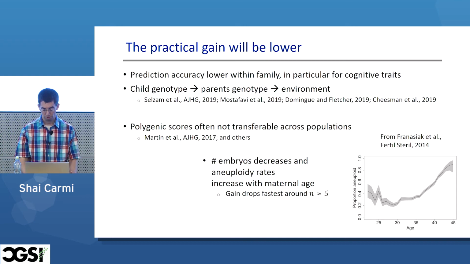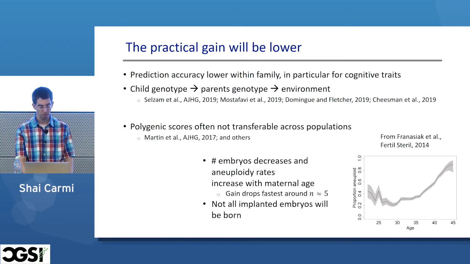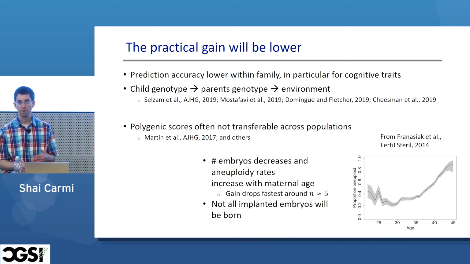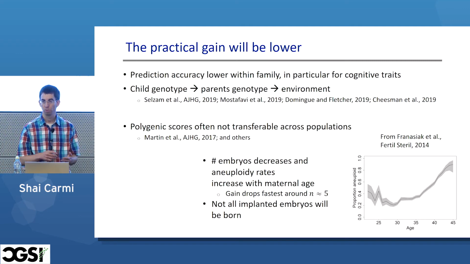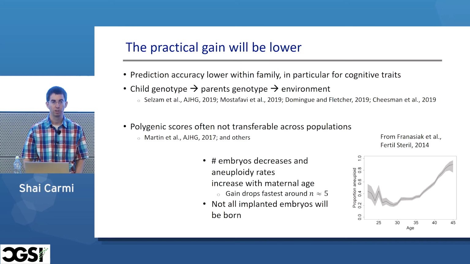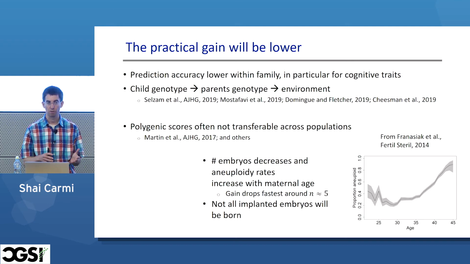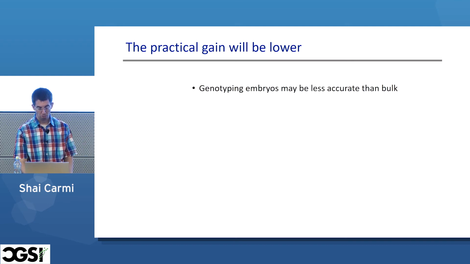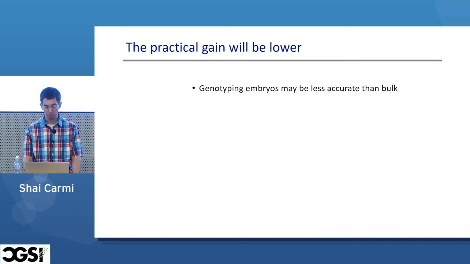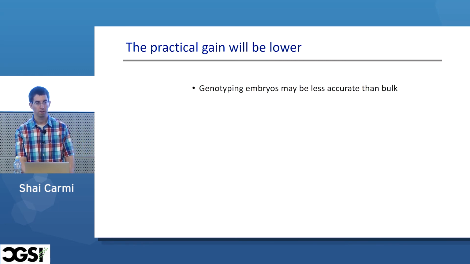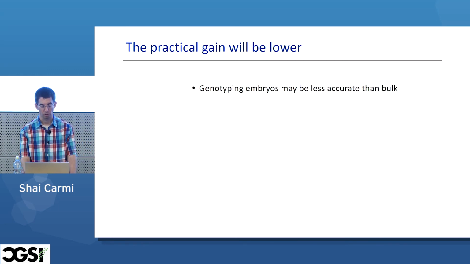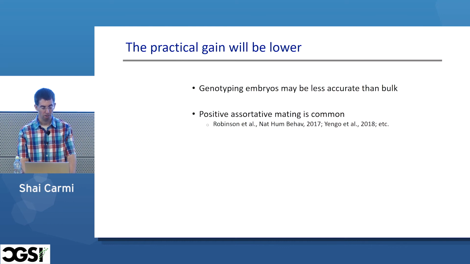So this will reduce the number of embryos that we can work with to begin with. Also have in mind that not all the embryos that we implant will be born, so we will lose some embryos. Effectively, we don't expect to have 10 embryos. This is very optimistic. Realistically, we will usually have around just 3 or so. Another consideration is that genotyping the embryo or calculating the score is not going to be as accurate as when we have saliva or blood from an adult. This can be improved by deep sequencing, but then it will be prohibitively expensive.